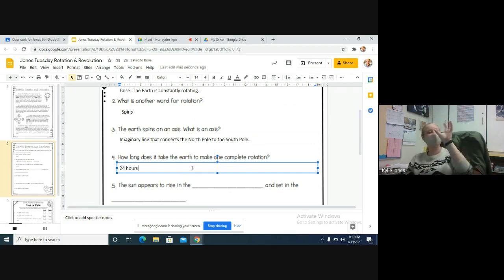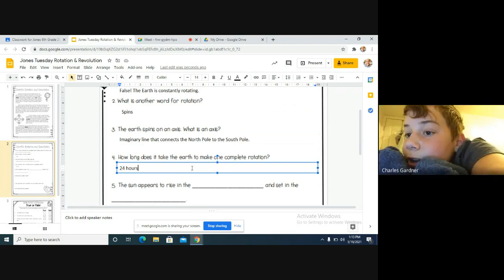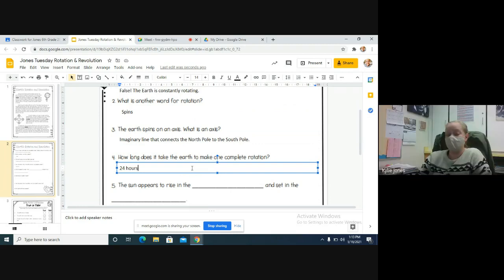So the rotation is the spin of the Earth. It takes it 24 hours to spin. But for it to make a revolution around the sun, that's the one that takes 365 days. So you just got to make sure you read the right word, right? Or 1 day. You could write 1 day as well. That's fine. They are equivalent, right? 24 hours equals 1 day.